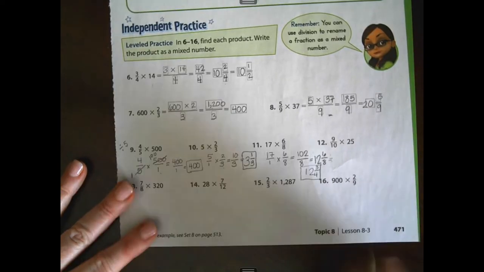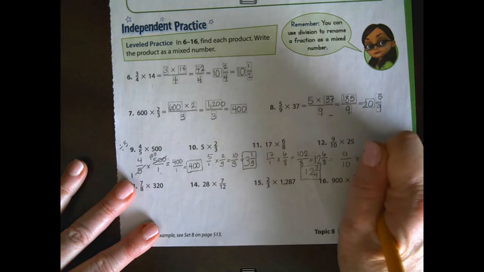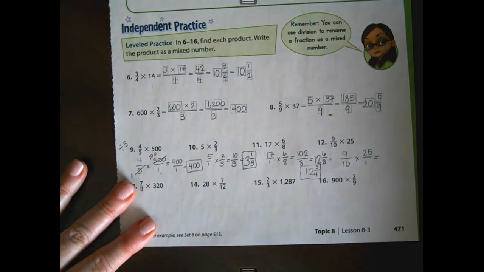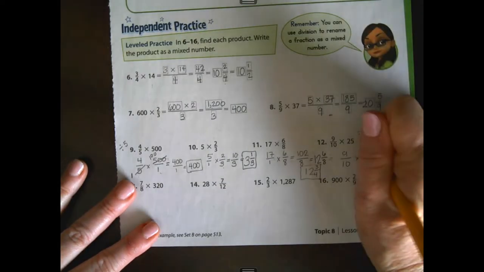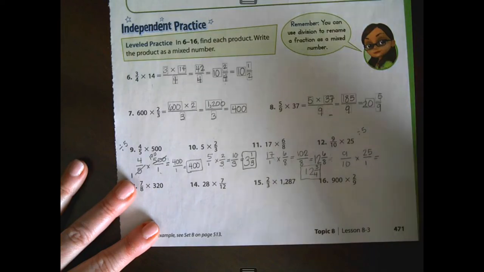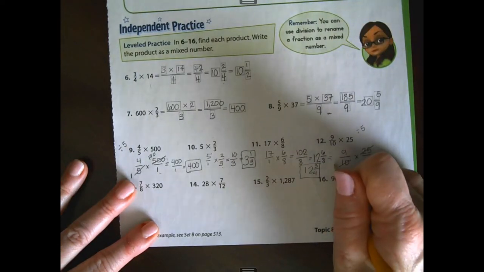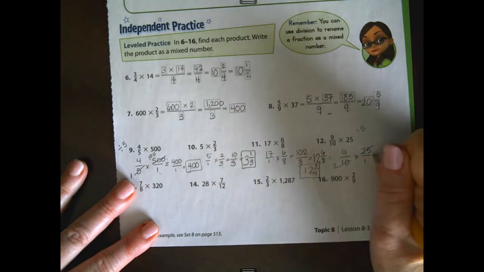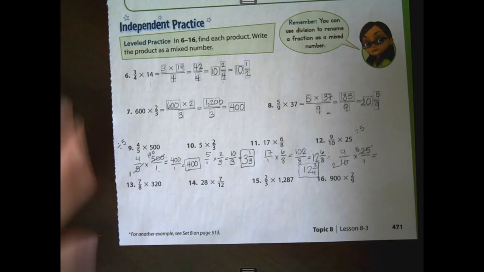All right, let's look at number 12. 9/10 times 25 over 1. I'm looking, I can actually do some cancellation here. I can divide the 10 and the 25 by 5. That's the common factor. So 10 divided by 5 is 2. 25 divided by 5 is 5. It's going to give me some smaller numbers to work with.